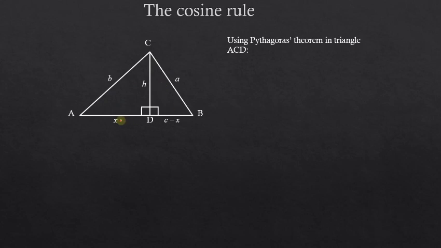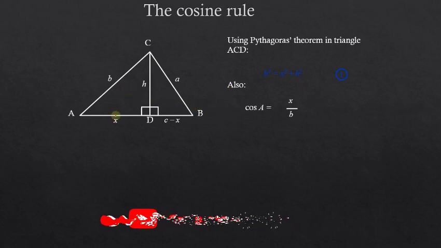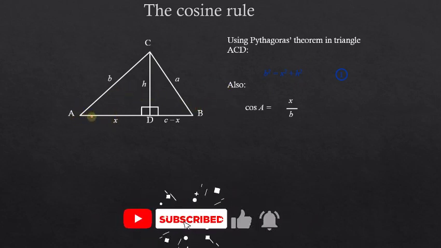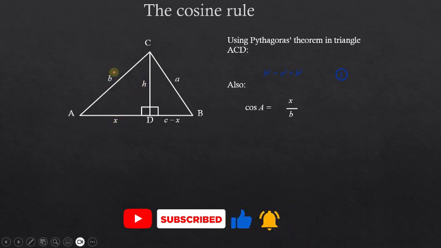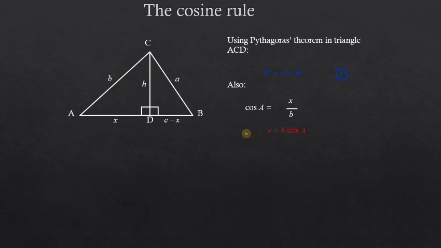Now what you are going to do is write the Pythagoras expression for the two right angle triangles, right? So we are considering first ACD. And when you write the Pythagoras theorem expression, you get B squared is equal to H squared plus X squared, and this is what you have over here. And also you get cos of angle A to be equal to the adjacent over the hypotenuse. So you get that, and when you find X it will be equal to this, and then you can get this expression.